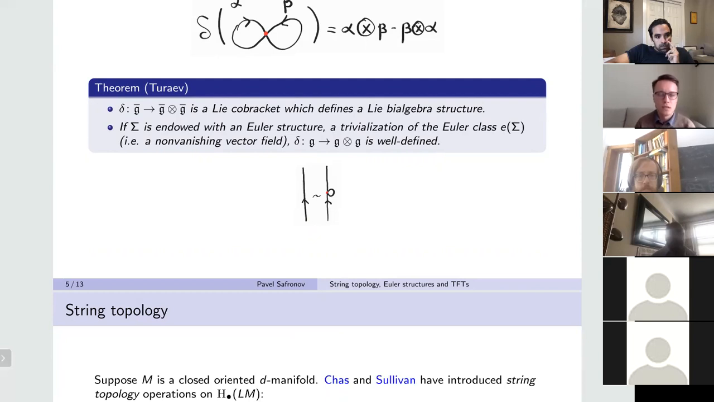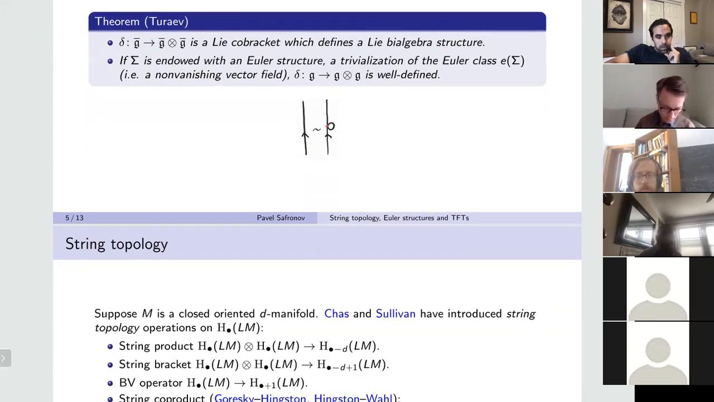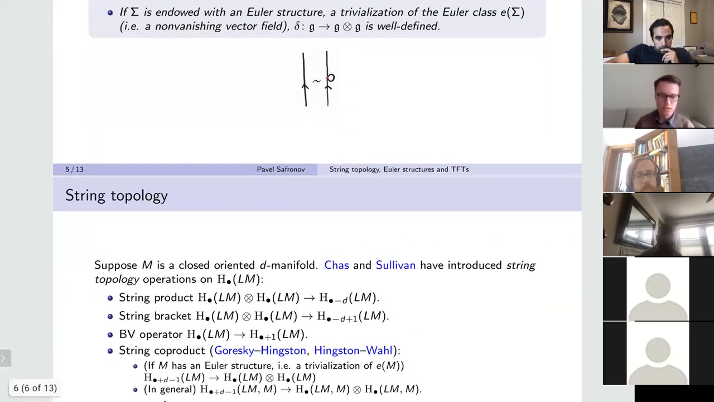Okay. Yeah. So the idea of string topology operations is to generalize this picture to higher dimensions. So replace a surface by a D-manifold. So suppose you have a closed oriented D-manifold. Then you have the following string topology operations on the homology of the free loop space. First of all, you have this thing called the string product or the loop product. It looks exactly like an intersection product, but on the loop space. And it's kind of a lift of the intersection product to the loop space.